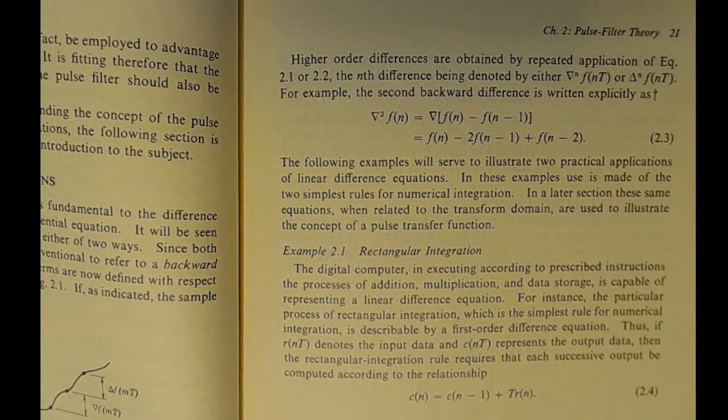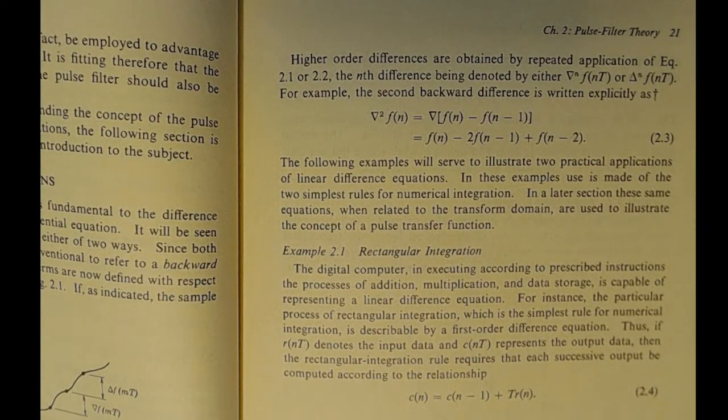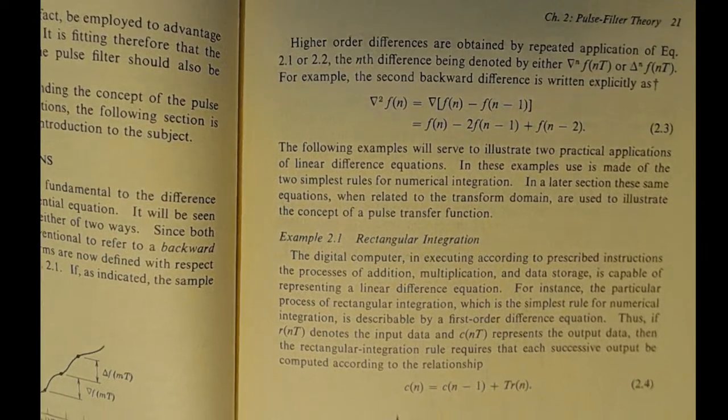For example, the second backward difference is written explicitly as this. The second difference of f of n is the first difference of f of n minus f of n minus 1. Okay, none of this is that deep.